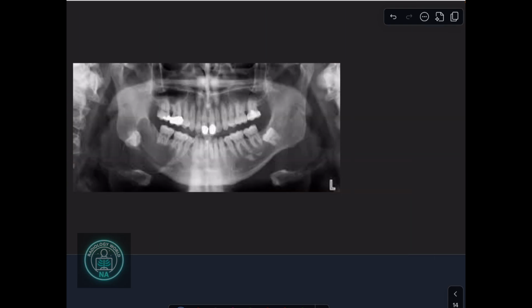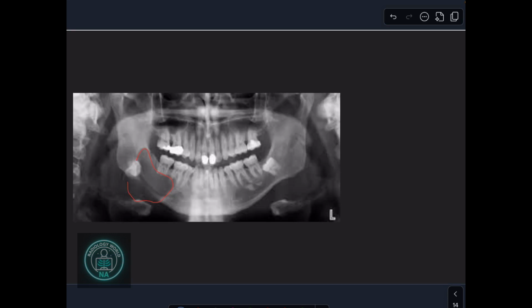Moving towards our last spotter image. So this is again a very, very classical image. You can see that there is a very well defined radiolucency over here, and in this radiolucency you can see that there is an impacted tooth. So this is a classical case of a dentigerous cyst.